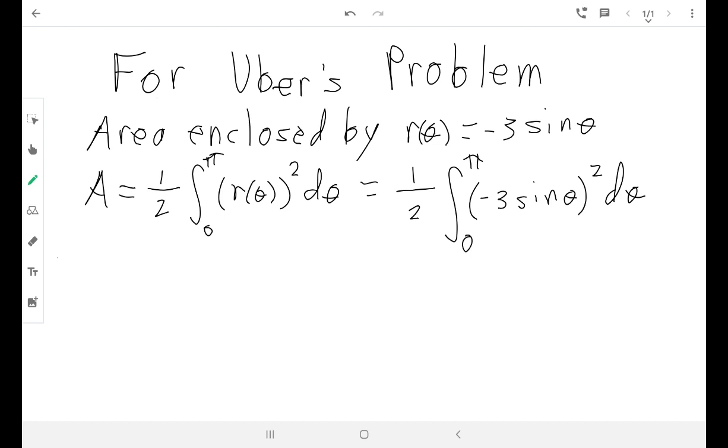Alright, so we've got that much going on, and then we can simplify some stuff a little bit. We can do the squaring of everything. -3 squared is 9. A product squared is the square of the product. That is, I do -3 squared, then I do sine squared. So -3 squared is 9 times sine squared theta d theta.